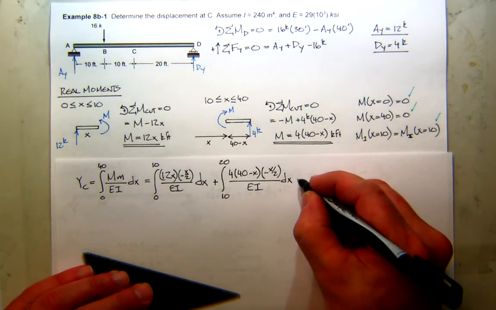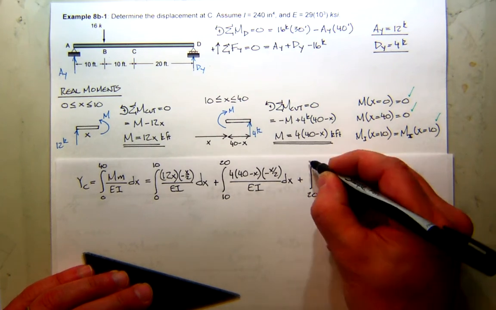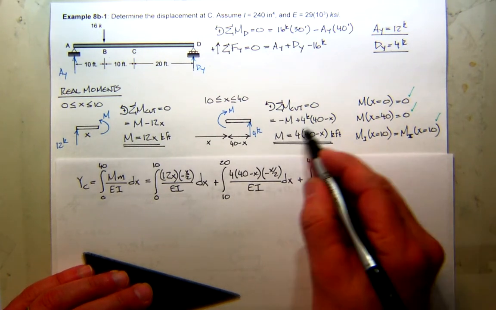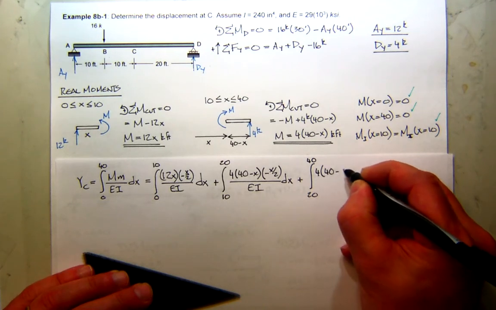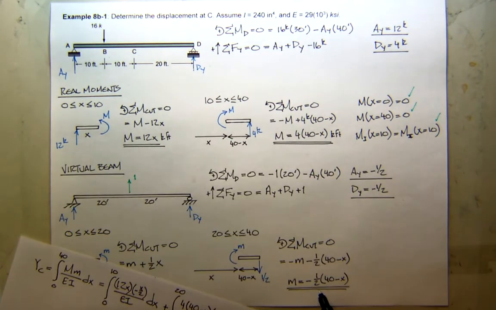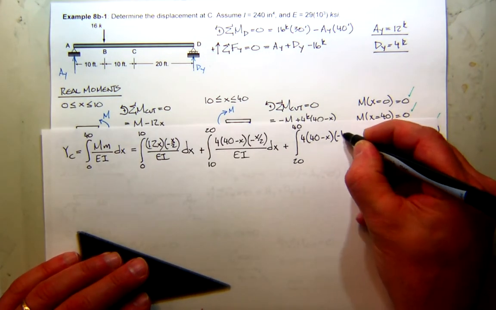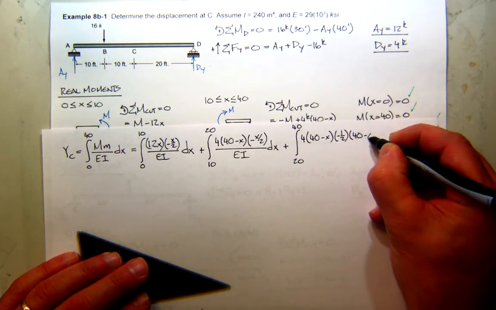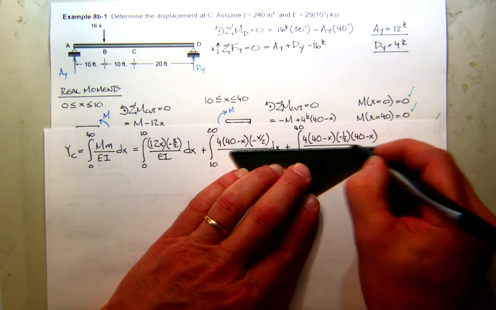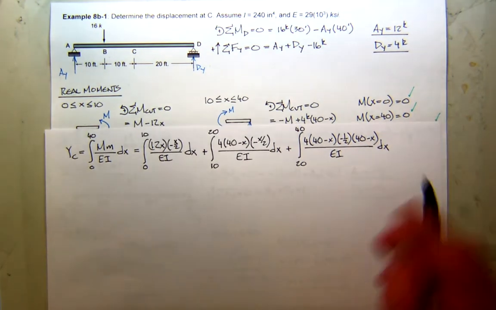And then finally, they're both valid from 20 to 40. So this is still the real moment from 20 to 40, 4 times (40 minus x). But the virtual moment now becomes this, 1/2 (40 minus x). And then divide that by EI and integrate that.